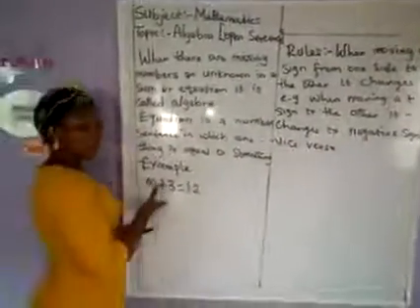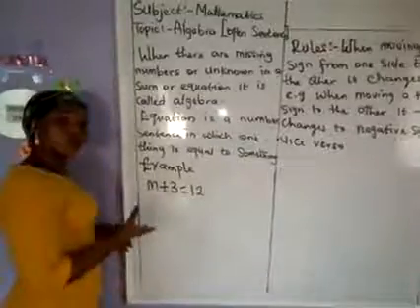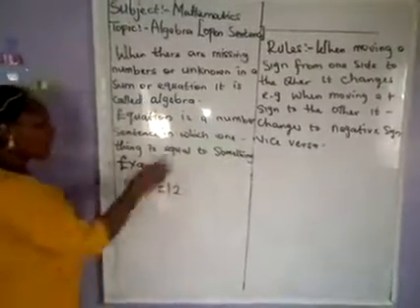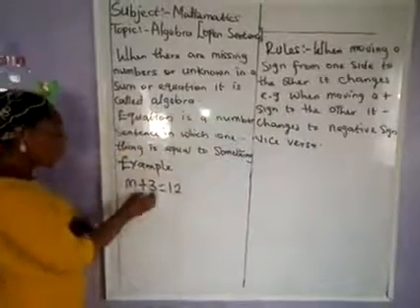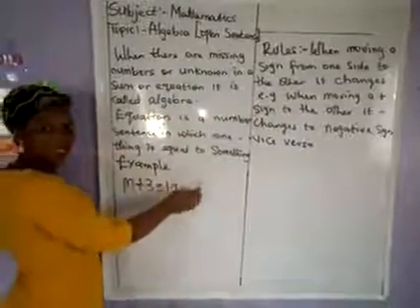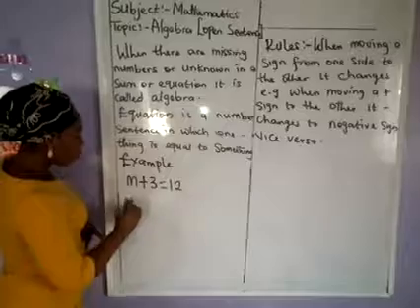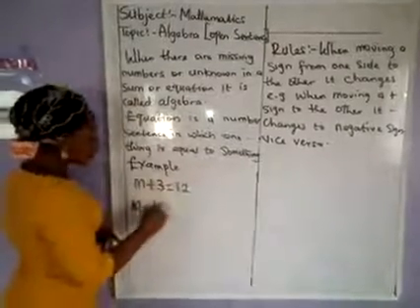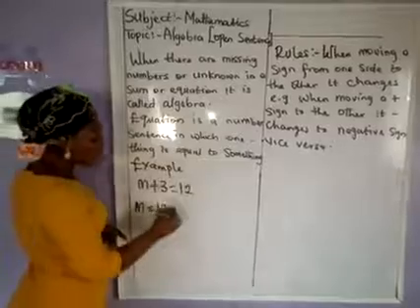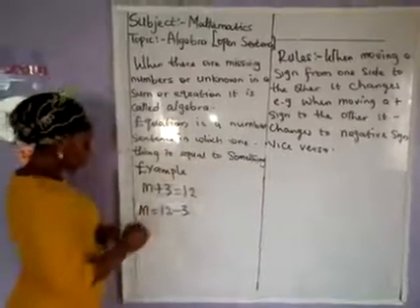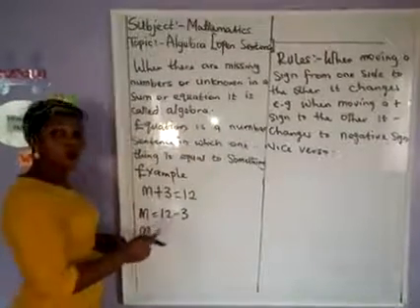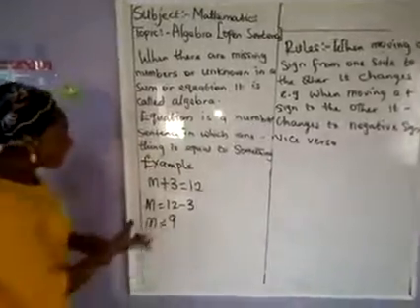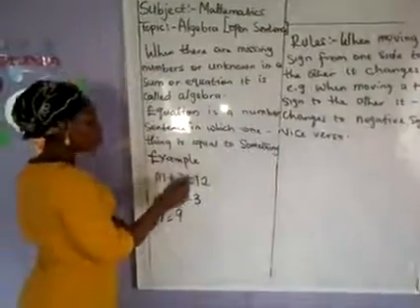We are given m plus 3 equals 12. We want to find our m. What is m? That is being added to 3 to get 12. So now, going back to the rules, we say when we are moving our sign from this side to the other side, it must change. Now, we want to move our 3 from right hand side here to the left hand side. So we have 12. This plus 3 will change to what? Minus 3. So by the time you take away 3 from 12, you have 9. That is, our m equals 9. It is 9 that is being added to 3 to get 12.